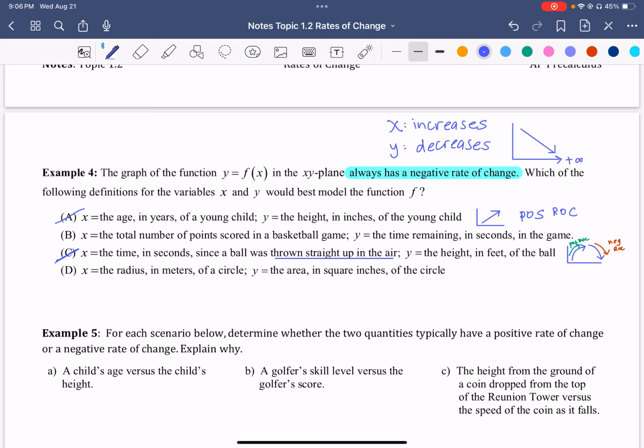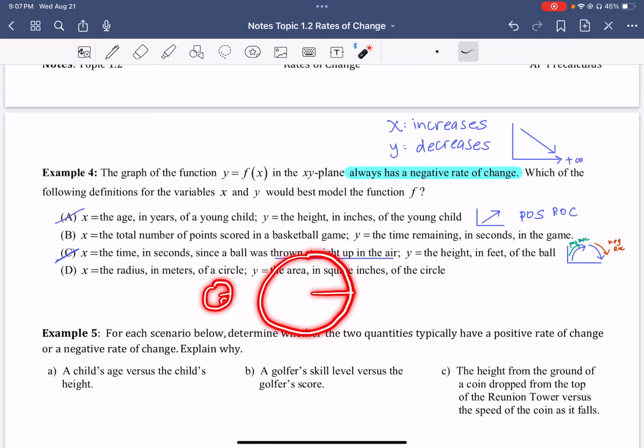Well, if you think about circles, if you have a small circle with a radius versus a bigger circle with another radius, if your radius is smaller, you're going to have a smaller area. If you have a bigger radius, you're going to have a bigger area. So you see how both of those things are going the same direction? If it's smaller, the area is smaller. If the radius is bigger, your area is bigger.